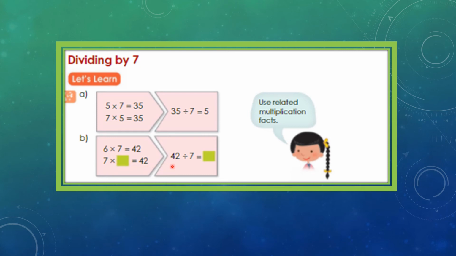And if we're going to make this into a division sentence, we'll just make our product into our dividend, and then the 7 is our first factor here, and our missing number here will be our second factor. So 42 divided by 7 equals 6. So 6 is the quotient of 42 and 7. So always remember, class, that we can use related multiplication facts to find the quotient fast.